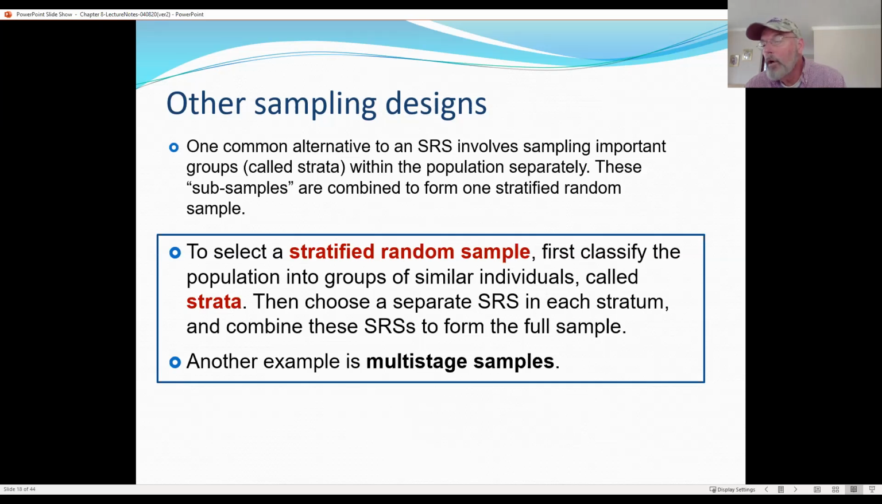All right, and this is also part of multi-stage samples. So you have a sample that is randomly selected, and then you classify that sample into strata that you want to follow up on, and that's a multi-stage sample. Questions about this?